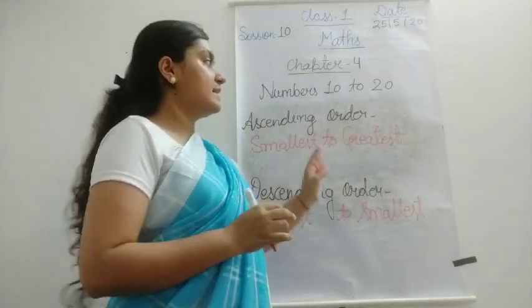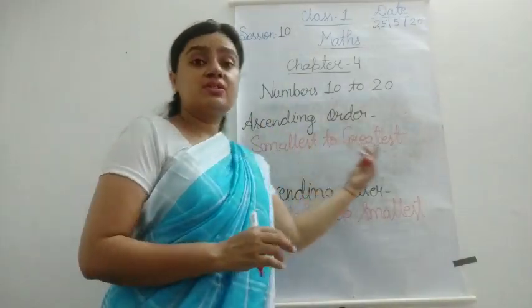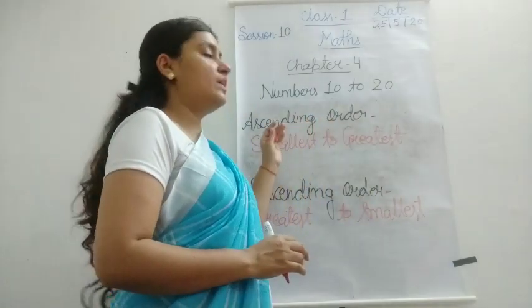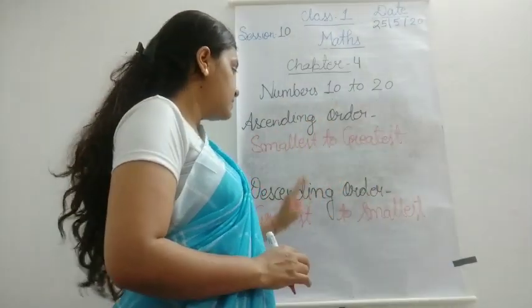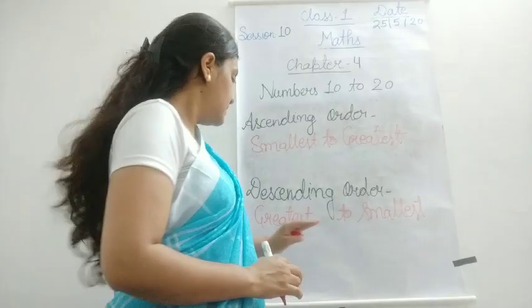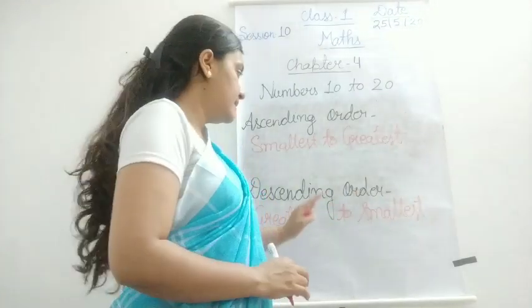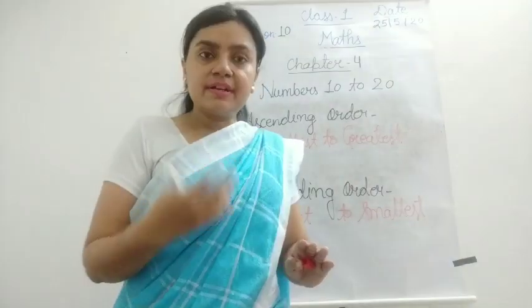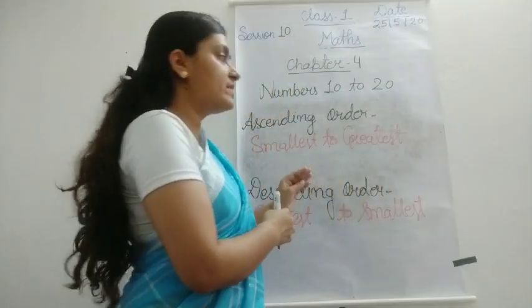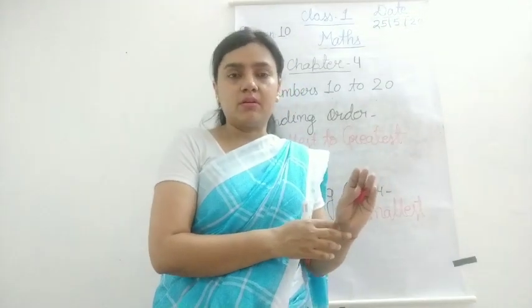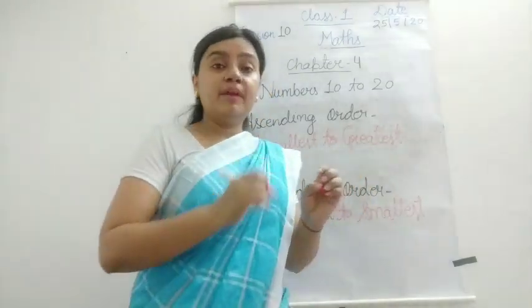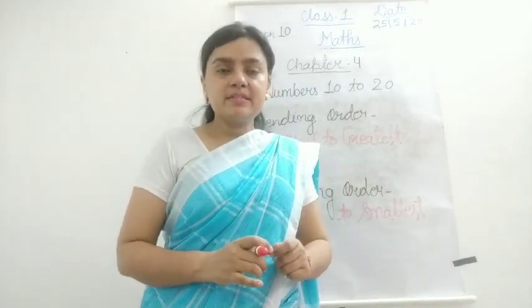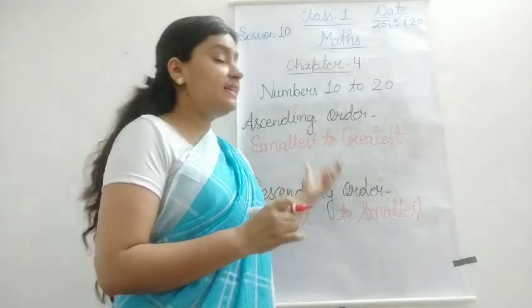What is meant by ascending order? Ascending order means smallest to greatest. And what is meant by descending order? Descending order means greatest to smallest. Why am I repeating these words again and again? Because this is the topic which makes you confuse a lot. That's why make more and more practice on this topic.